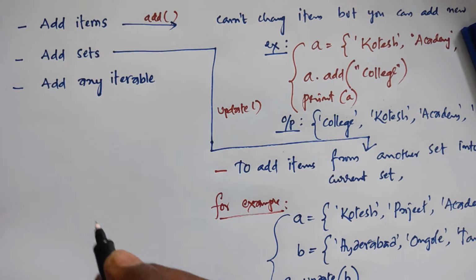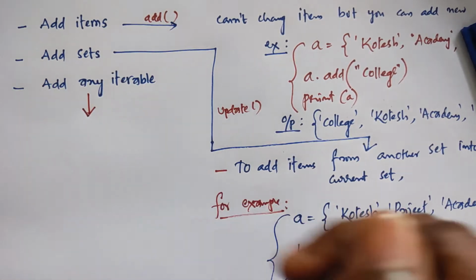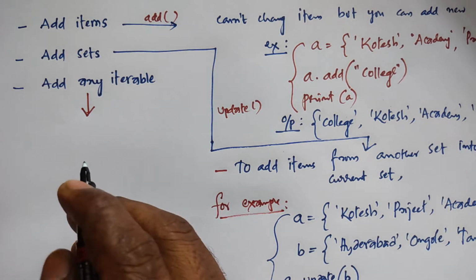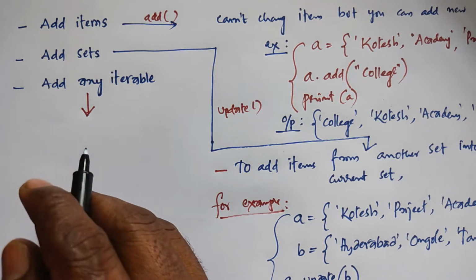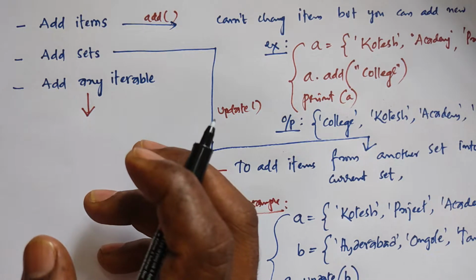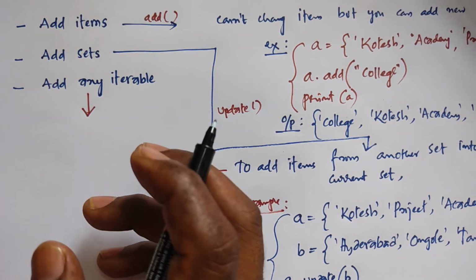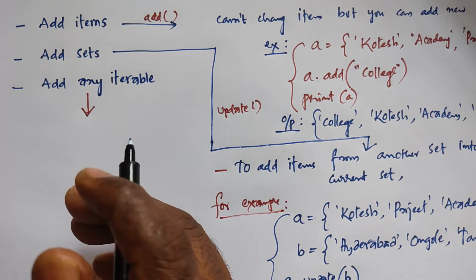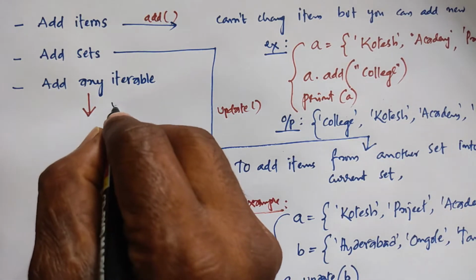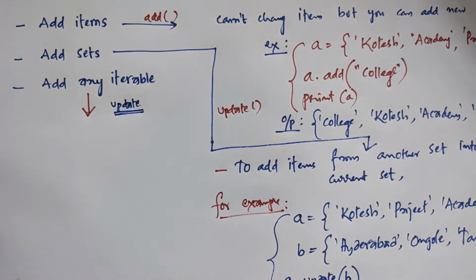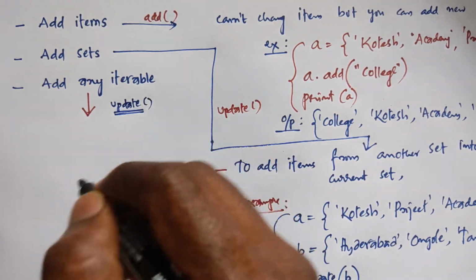And next one is add any iterable. Here we use the same update method. The object in the update method does not have to be a set. It can be any iterable object: tuple, list, dictionary. The update function is not only applicable for sets.